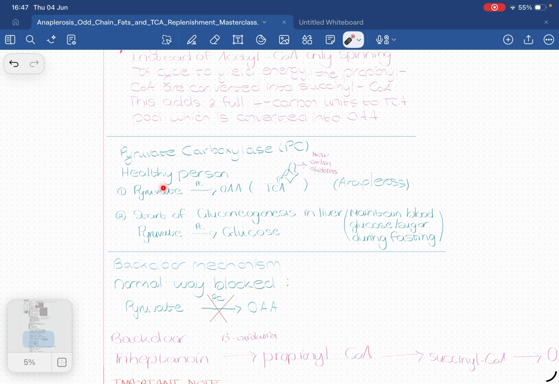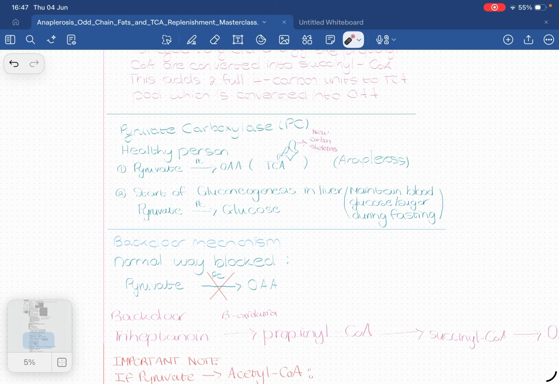So a healthy person will be able to convert pyruvate into oxaloacetate in the TCA cycle to refill it with new carbon skeletons. So remember, anaplerosis is refilling. But it will also help the start of gluconeogenesis in the liver to maintain blood sugar during fasting. So pyruvate will be converted into glucose.